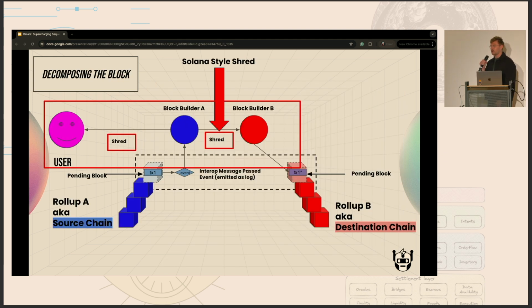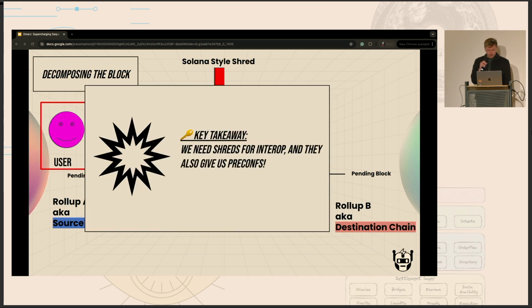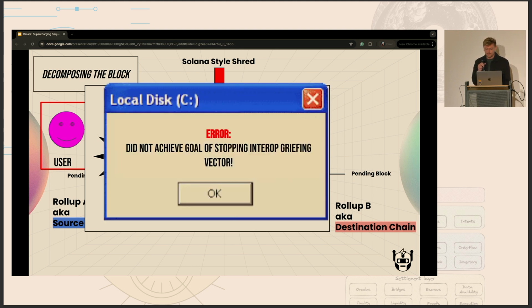Cool. So I think the other cool thing that happens here is block builders can share these shreds or preconfs between each other, but they could also just give them to the user. And now this is what looks much more like a preconf. Yeah, cool. So the key takeaway, we need shreds for interop, and they also give us preconfs. But we didn't really achieve our goal of stopping the grief vector I just described. I think we just added some more words.